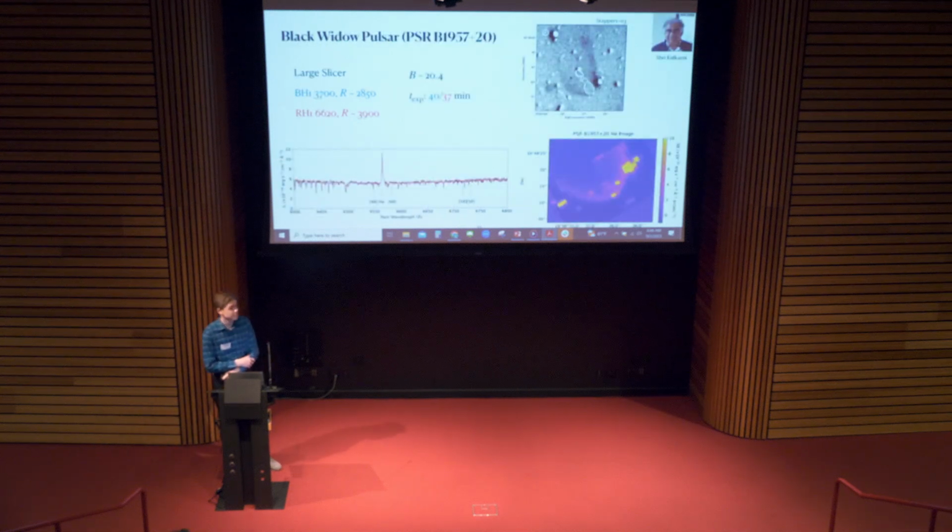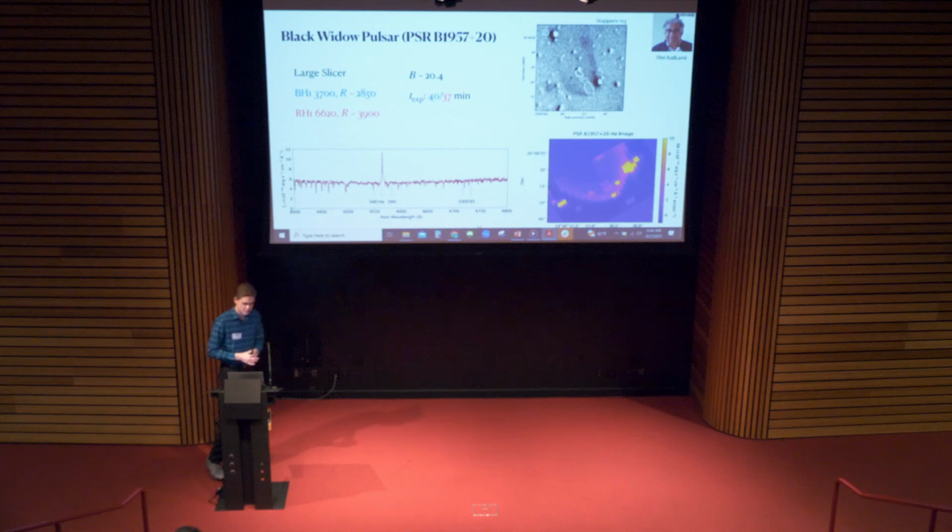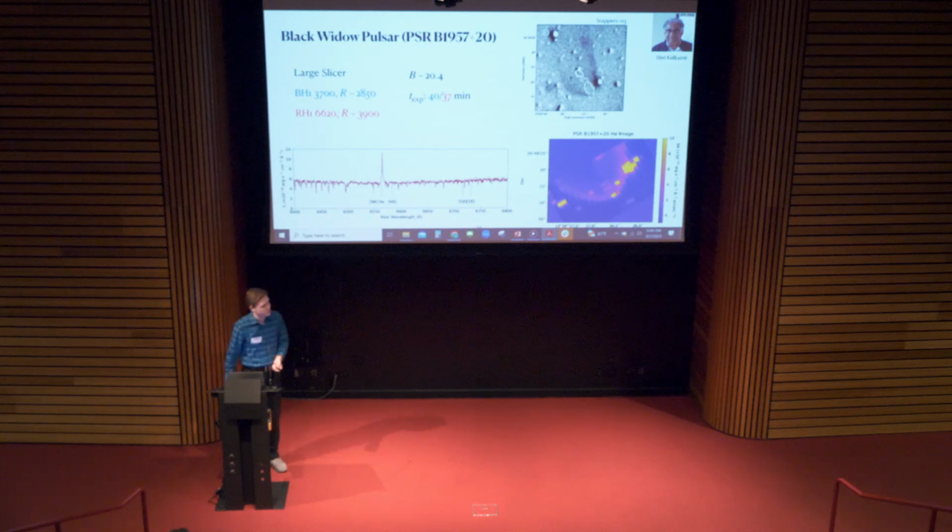Shri Kulkarni suggested we look at the Black Widow pulsar, and indeed, with the large slicer, we're able to see an extended bow shock as this pulsar moves through the interstellar medium. So we see H alpha, we see H beta. We do not see oxygen 2 as he was suggesting, but this is definitely something very promising and quite a very nice image to look at.